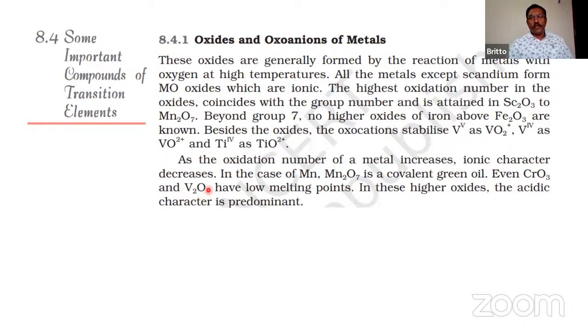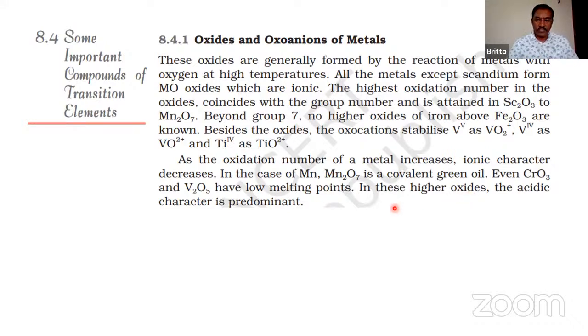Now another important point பார்த்தீங்கன்னா oxidation number of a metal increase ஆச்சு அப்படின்னா ionic character decrease ஆகும். Okay, so that is another point you must know. Oxidation number of a metal increase ஆகுது அப்படின்னா ionic character decrease ஆகும். Example கொடுத்திருக்காங்க, in case of manganese Mn2O7 is a covalent green oil. ஞாபகம் வச்சுக்கோங்க, Mn2O7 is a covalent green oil.